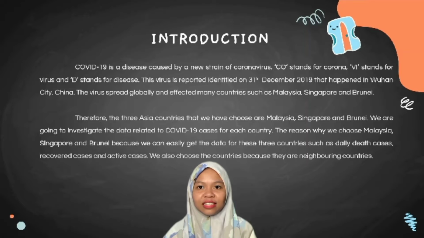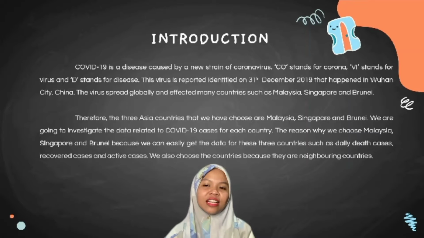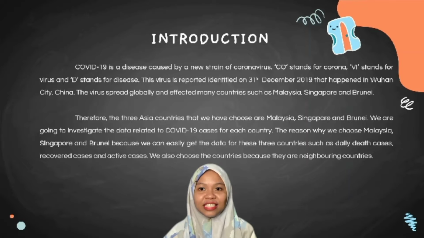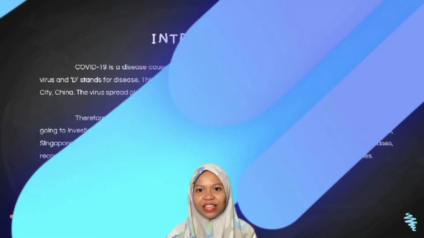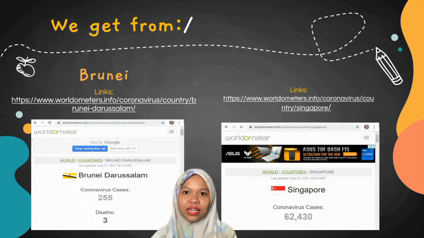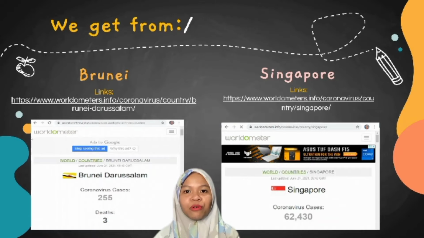The three Asian countries that we are going to investigate the data related to COVID-19 cases are Malaysia, Singapore and Brunei. The reason why we chose these three countries is because we can easily get the data for daily deaths, recovered and active cases. All the data we get from the website. Here we show the link and the screenshot of the website for Brunei, Singapore and Malaysia.